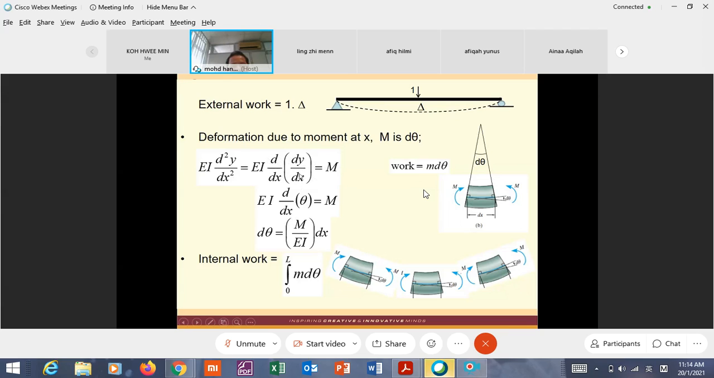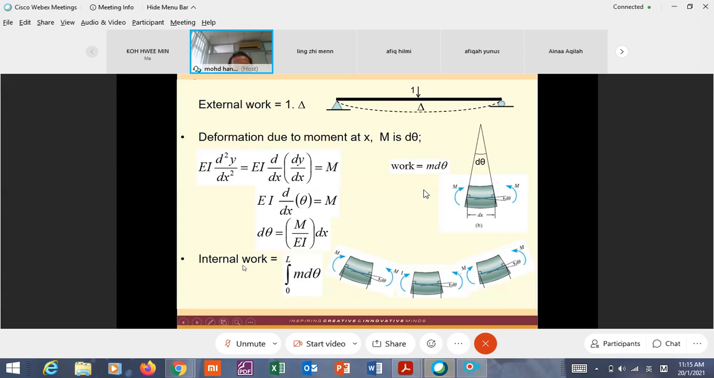But what is dy over dx? Dy over dx is the slope. Y is the vertical deformation, and x is the horizontal axis. So dy over dx is equal to theta here. Therefore, d theta over dx is equal to M over EI. So this is the relationship between d theta and dx.